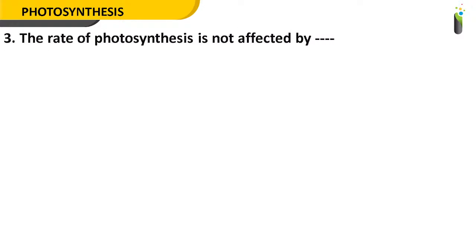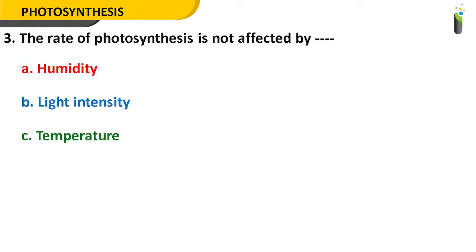Question number 3. The rate of photosynthesis is not affected by dash. A. Humidity. B. Light intensity. C. Temperature. D. Carbon dioxide concentration. So the rate of photosynthesis is not affected by. What should be the answer?